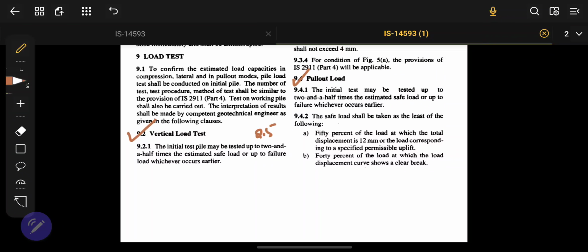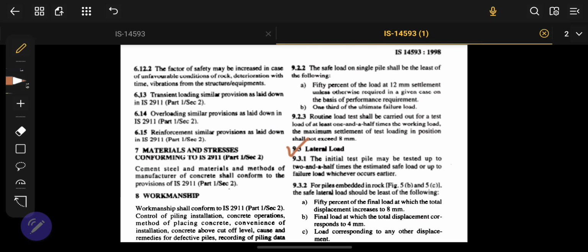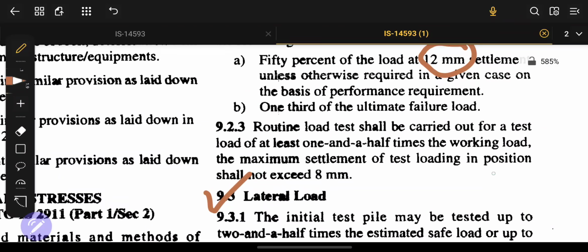If the pull out load is say 600 kN, you will apply the pull out load up to 600 × 2.5, meaning 1500 kN. Like that you have to apply. Then for vertical load, when you apply the load up to 2500 kN, you will plot the graph and see where you are getting 12 mm settlement. Your load displacement graph will look something like this.